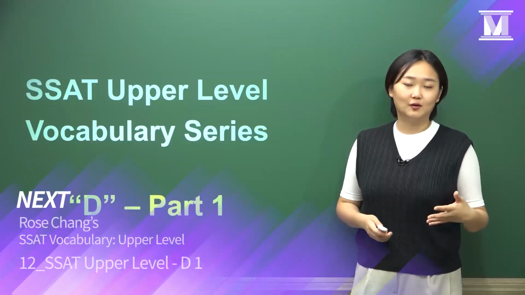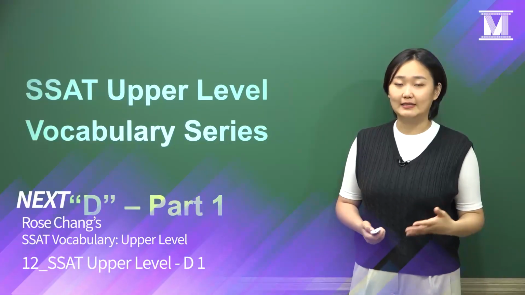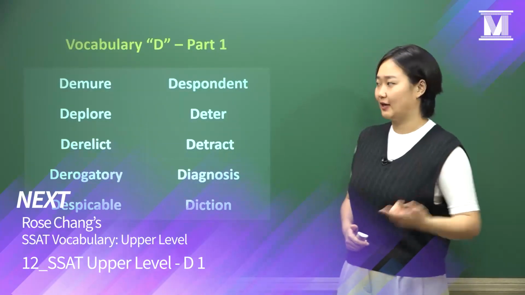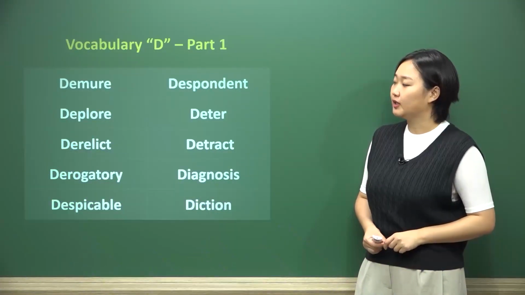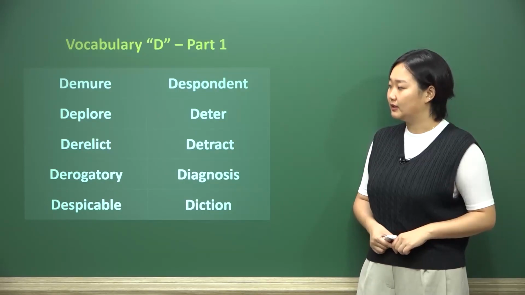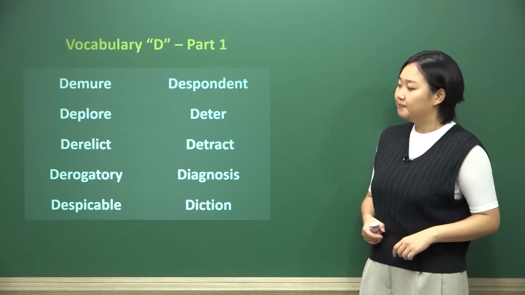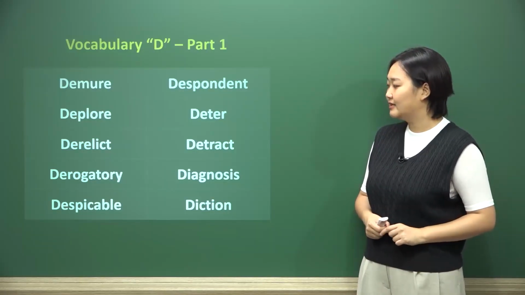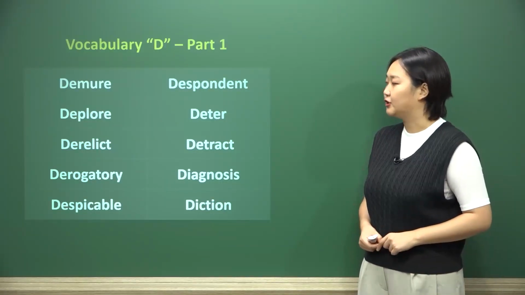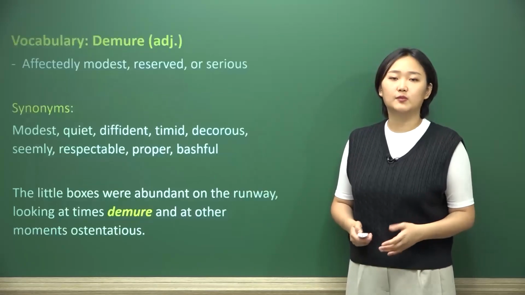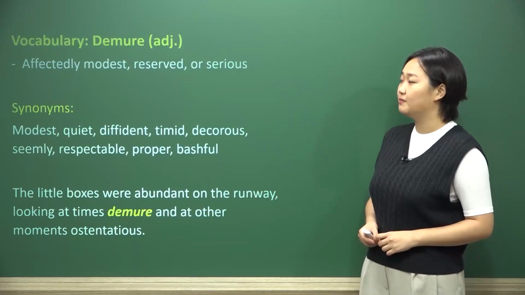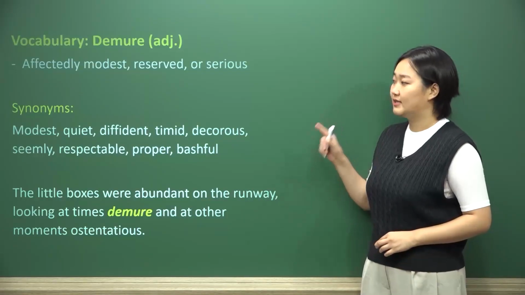So moving on, let's go into D part 1 and look at the 10 words we're going to be looking at today, which are as follows, and let's go ahead and say these out loud together. Demure, deplore, derelict, derogatory, despicable, despondent, deter, detract, diagnosis, and diction. So let's start with that first word, which is the word demure. Demure here is an adjective meaning affectedly modest, reserved, or serious.